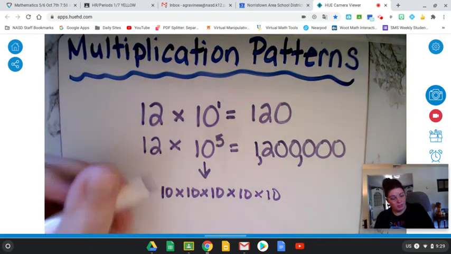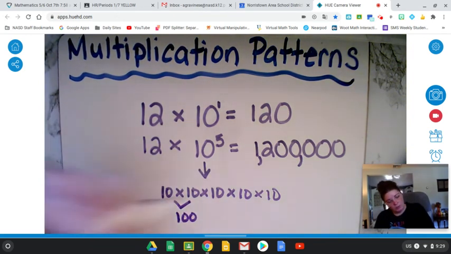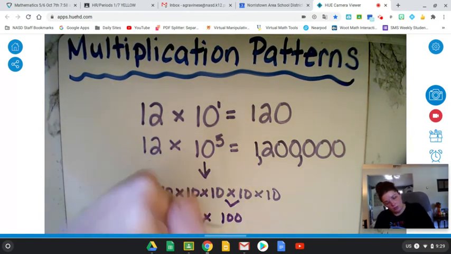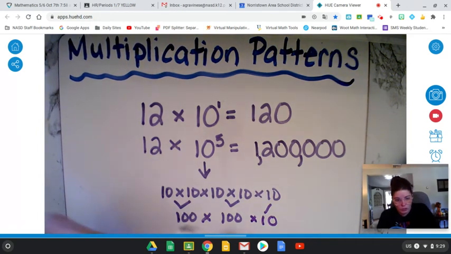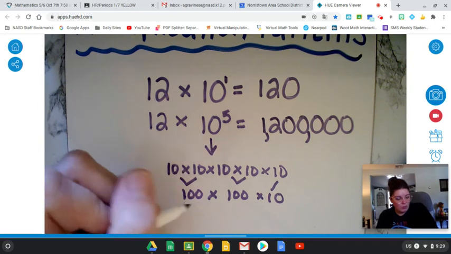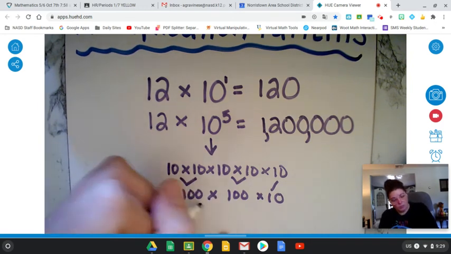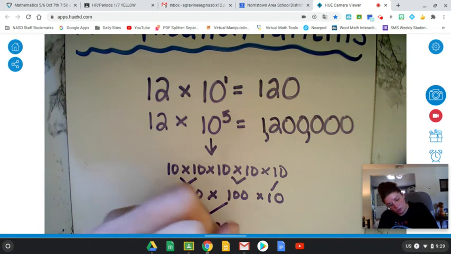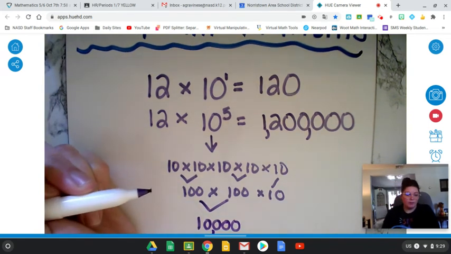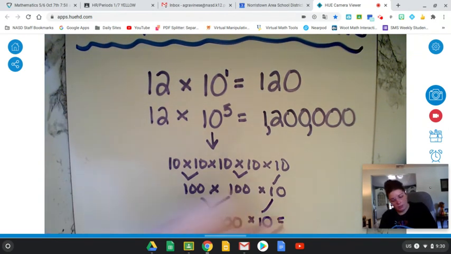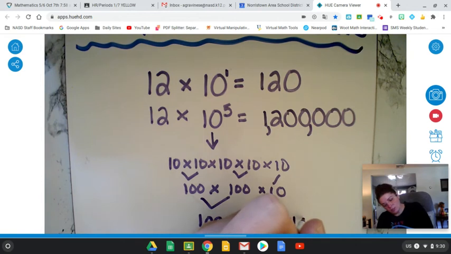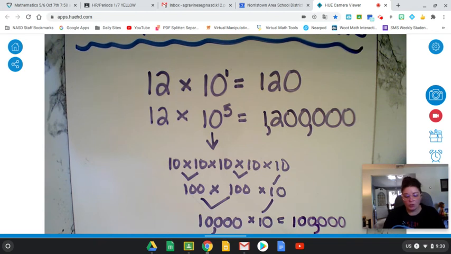And let's break that down. 10 times 10 is 100. 10 times 10 is 100. And then we have one more 10. And when we do this, we can just count up all the zeros. So we have 100 times 100. Well, that's a 1 with 4 zeros, or 10,000. Then we have this extra times 10, which means I have to add another 0. So it's a 1 with a total of 5 zeros. 1, 2, 3, 4, 5. So 10 to the 5th power is really 100,000.